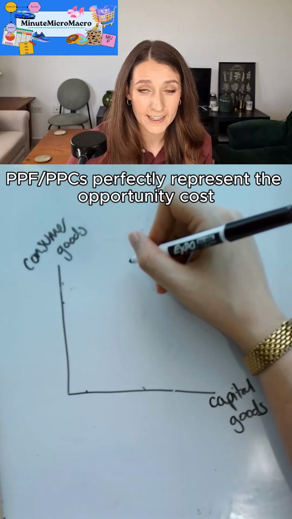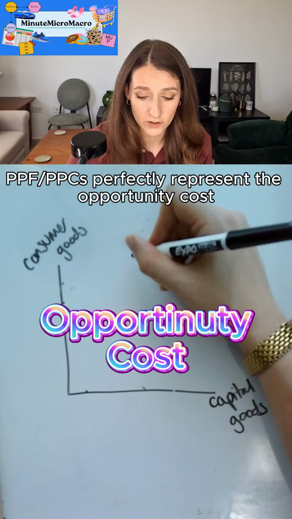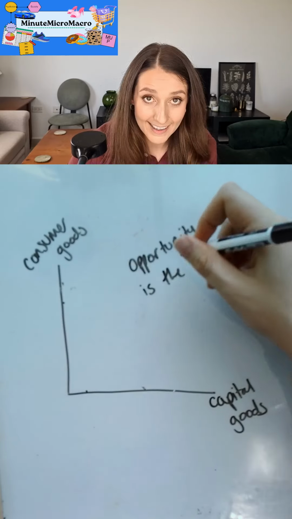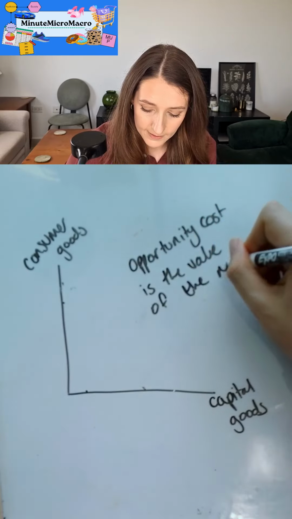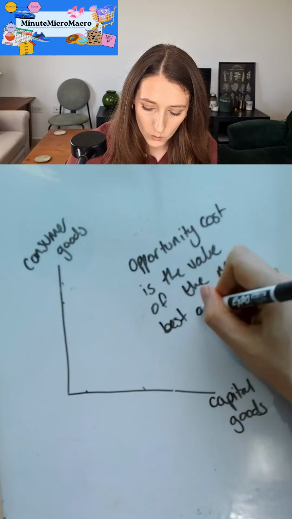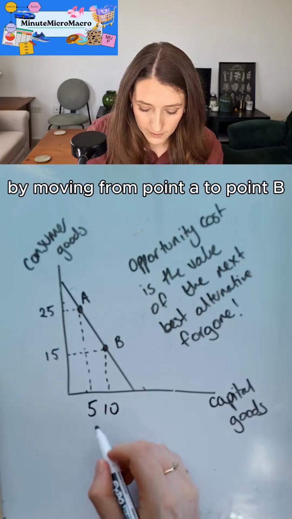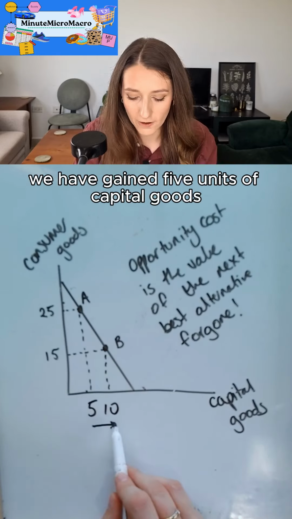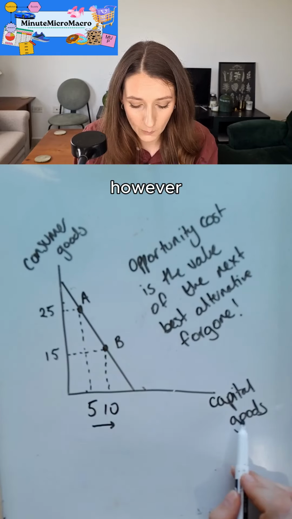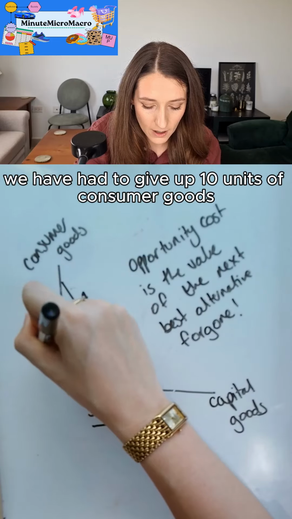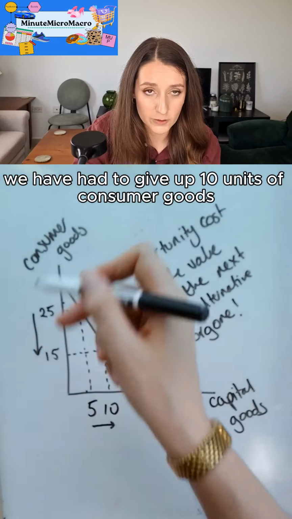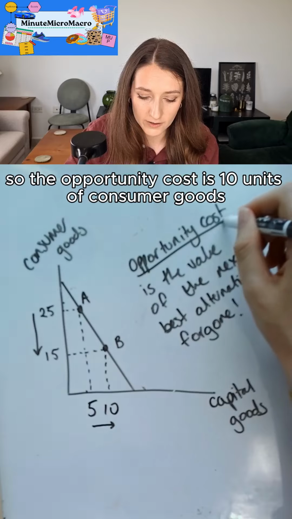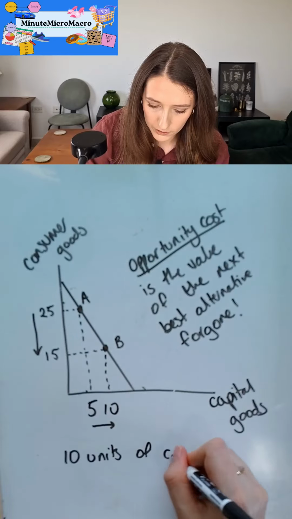PPFs perfectly represent the opportunity cost. An opportunity cost is the value of the next best alternative foregone. By moving from point A to point B, we have gained 5 units of capital goods. However, we have had to give up 10 units of consumer goods. So the opportunity cost is 10 units of consumer goods.